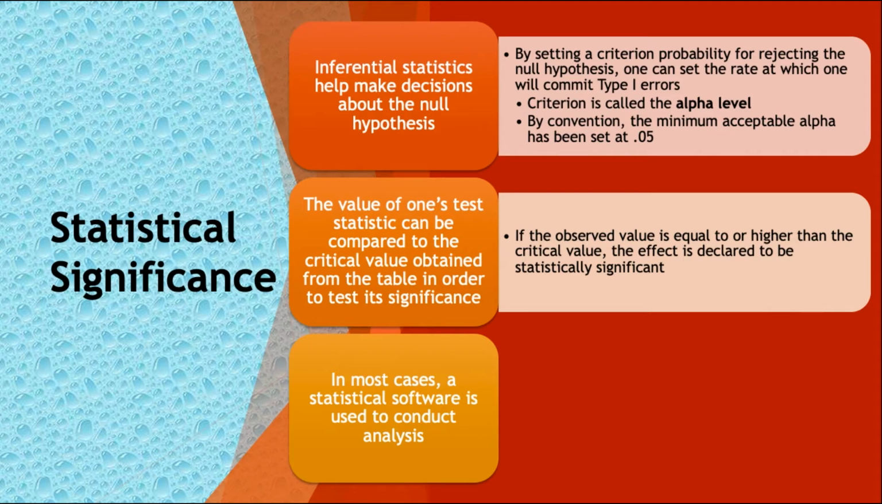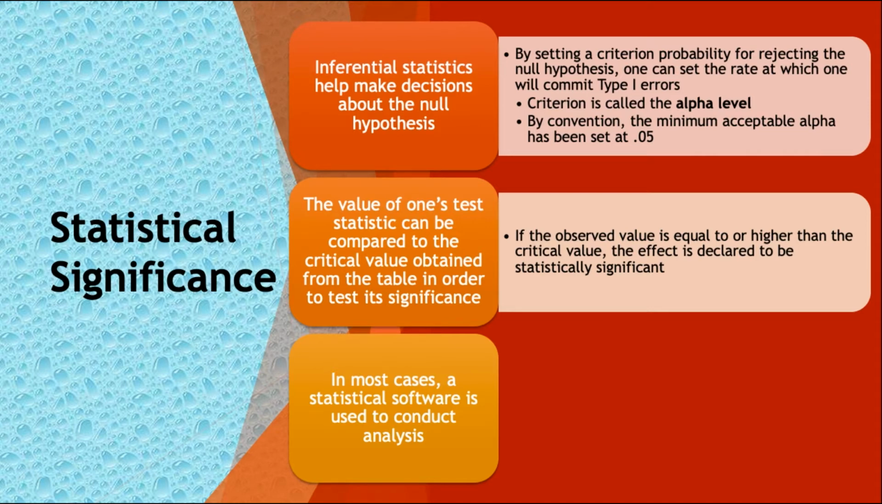The particular level of alpha you adopt is called the level of significance. If the difference between means yields a p-value that is less than or equal to alpha, you declare that difference to be statistically significant. If you are using statistical software to conduct your analysis, the software will compute the value of the test statistic and the associated p-value for you.